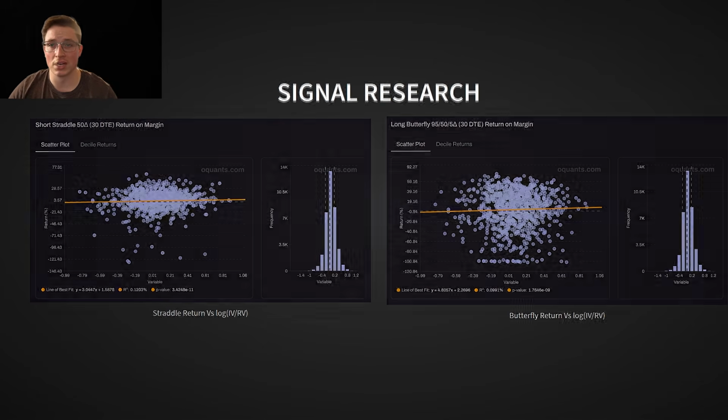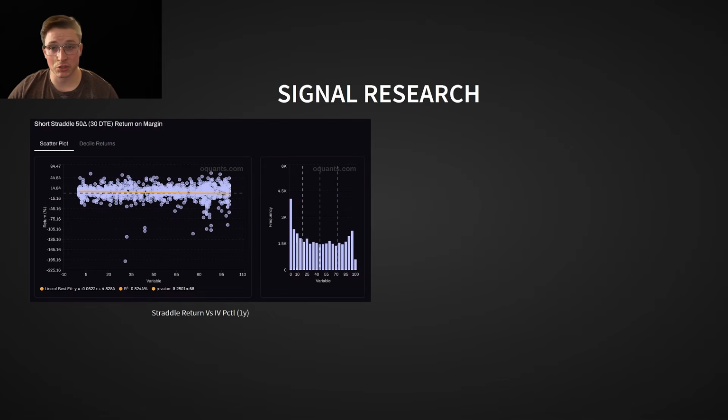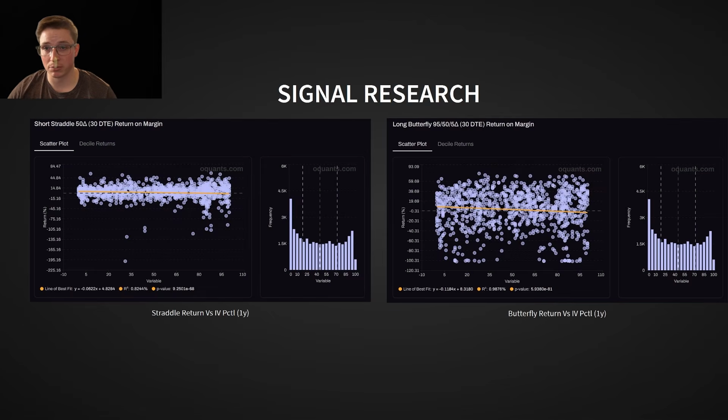Next up, let's look at the 1-year implied volatility percentile. This is one of my favorites to show people, and it often trips a lot of people up because the results are counterintuitive. Contrary to what you might hear on platforms like Tastytrade, the data shows that selling volatility when implied volatility is low, not high, actually performs better. The regression shows a clear negative relationship with high R-squared.